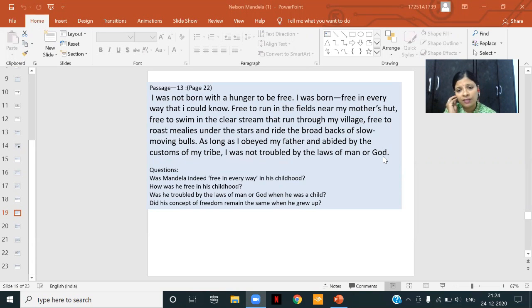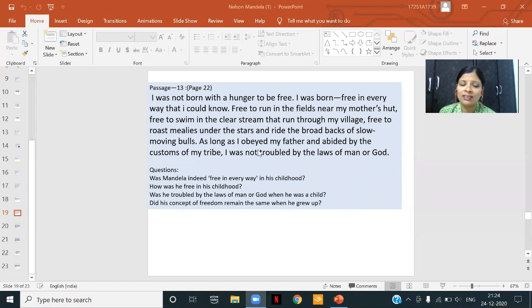So, in this paragraph, Nelson Mandela talks about his childhood. Children, he says he was not born with a hunger to be free. He was free. By birth, he was free. As a child, he enjoyed many things, children. He was free to play by his mother's hut. He was free to go swimming. He was free to roast mealies, that is, to fry corn and eat. He was free to go and ride the backs of the slow moving bulls.